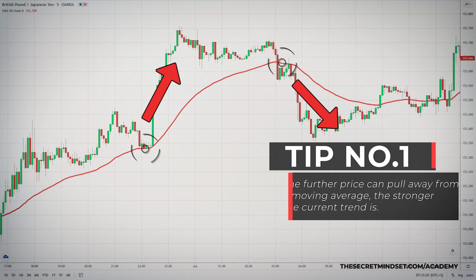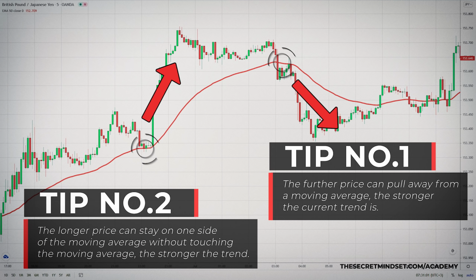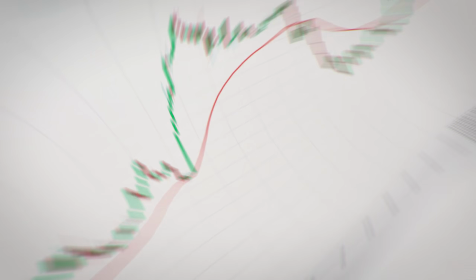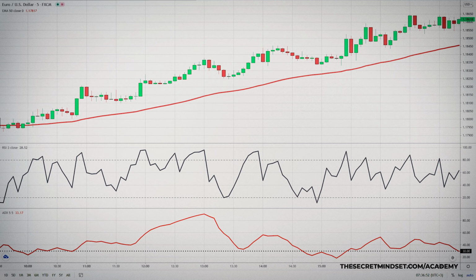Please note these two important tips. The further price can pull away from a moving average, the stronger the current trend is. And the longer the price can stay on one side of the moving average without touching the moving average, the stronger the trend. Here are the conditions for a buy setup.